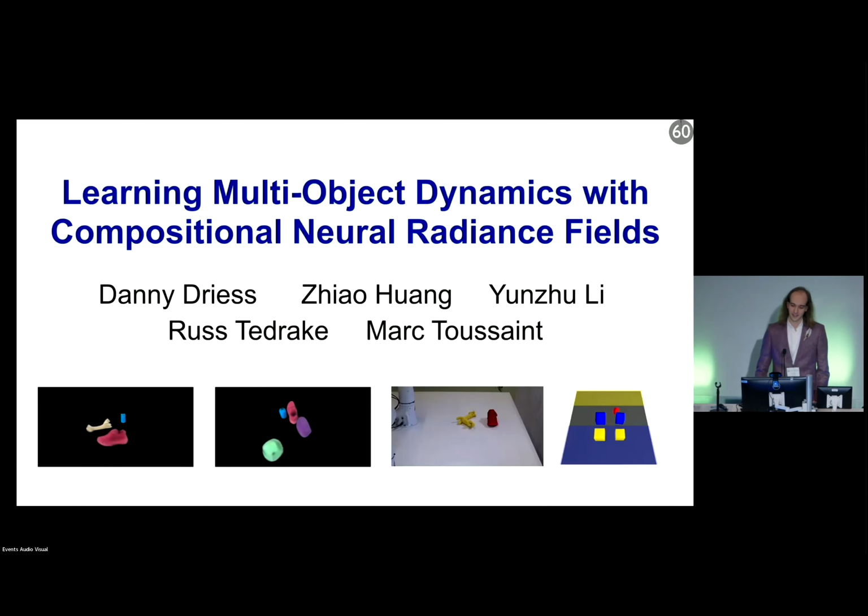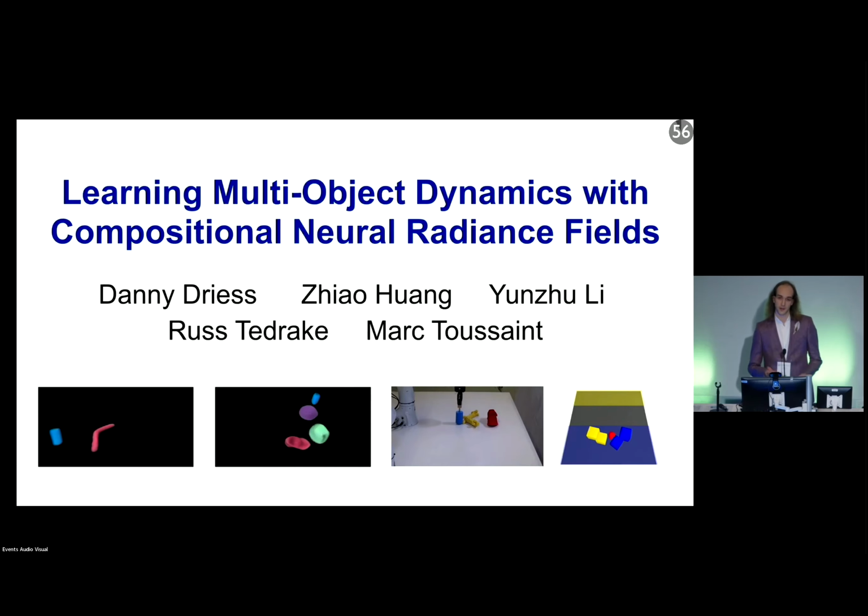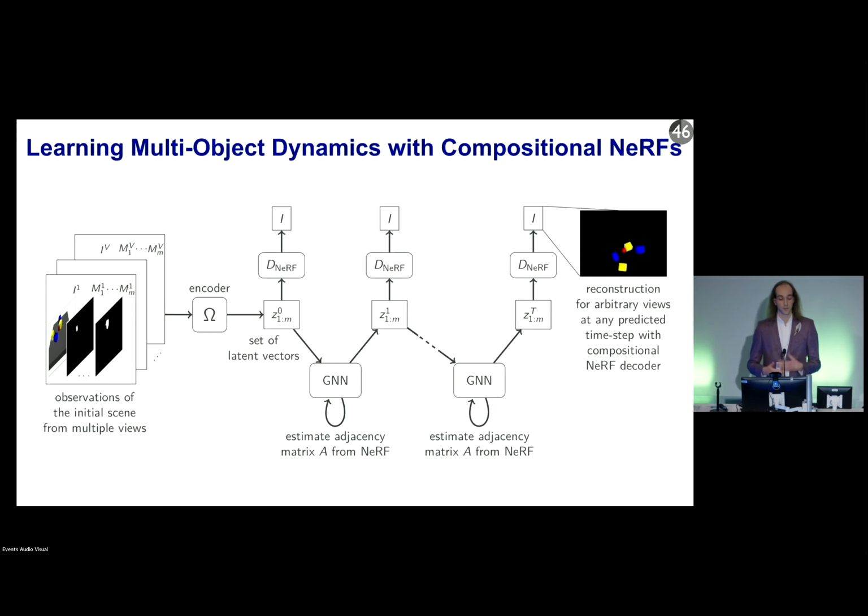Hi, my name is Danny Driess, and this is joint work with Zhao, Yunzhu, Russ, and Mark. We present a framework to learn multi-object dynamics with compositional neural radiance fields and graph neural networks. The idea of this work is to map observations of the scene from multiple viewpoints into a set of latent vectors, where each latent vector represents each object in the scene individually. And this encoder is trained using a compositional neural radiance field.